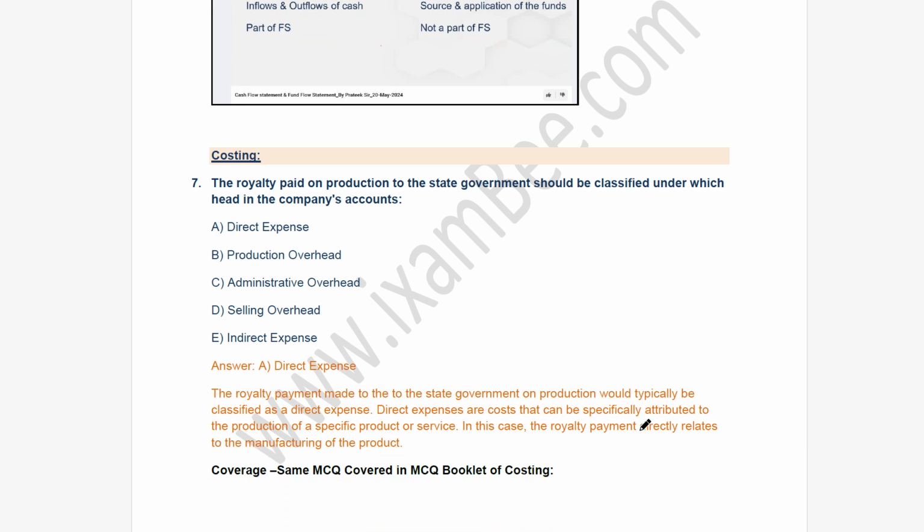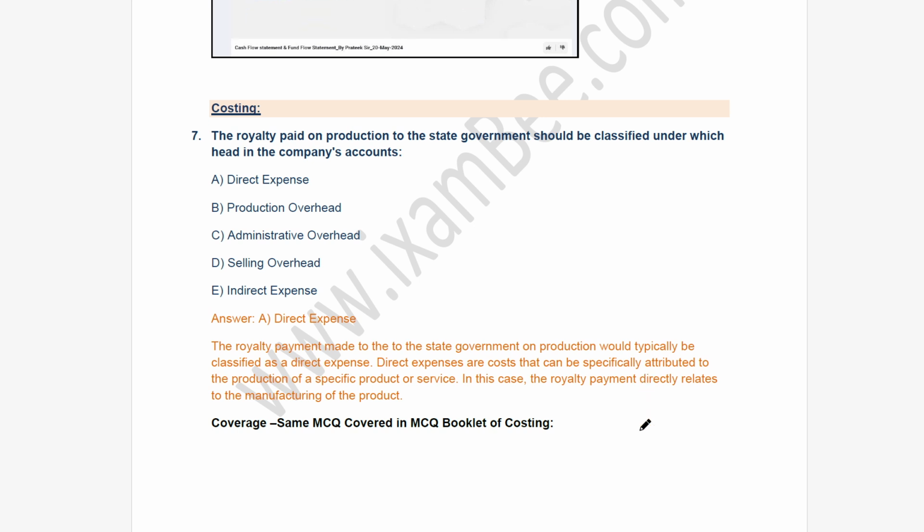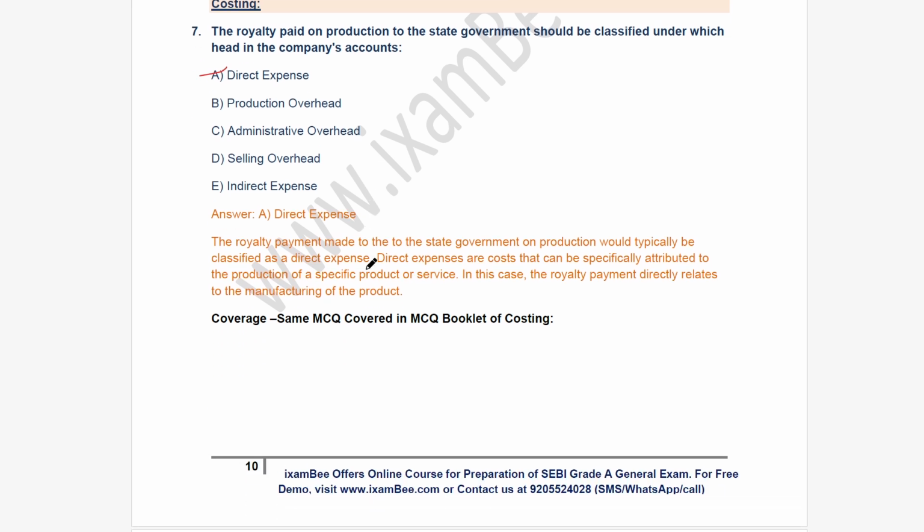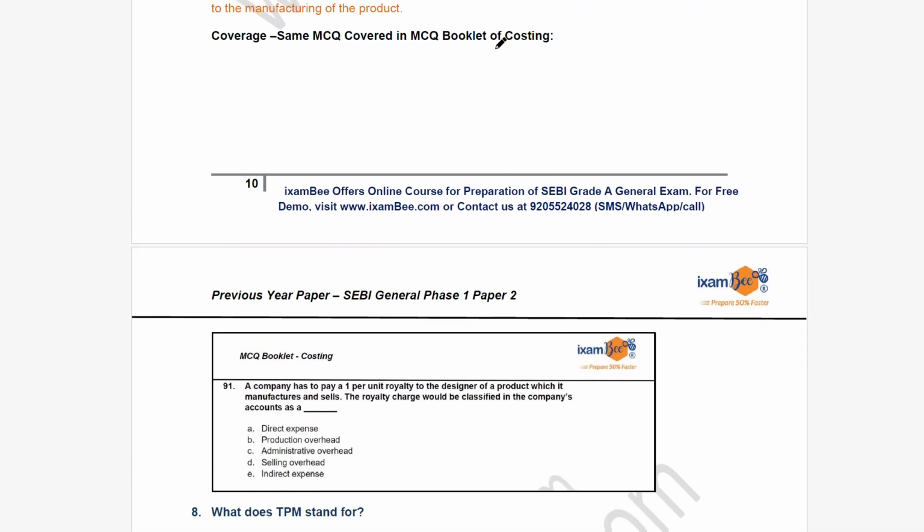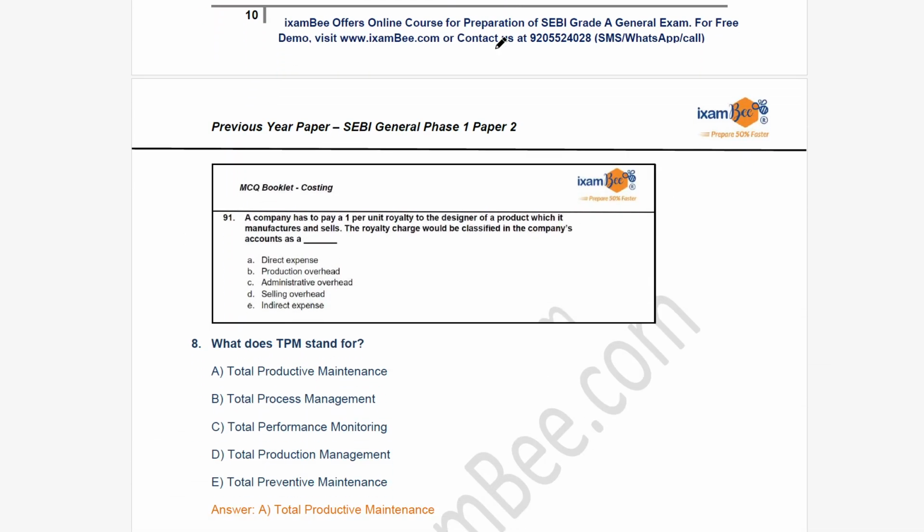One of the questions related to the royalty paid on the production to the state government should be classified under which head? The correct answer is direct expense. Some of the students have been confusing it with production overhead, or they had factory overhead kind of options also. The correct answer is direct expense, because these royalties are directly related to the production, and therefore it will be considered as a direct expense. An exact question, with only the difference that the state government word was not used, was in our MCQ booklet, as you can see over here.